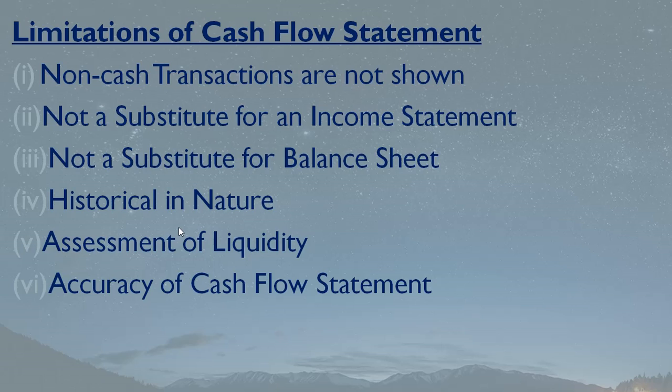Number one, non-cash transactions are not shown. The transactions which are non-cash are not shown in the cash flow statement. For example, it does not show non-cash transactions like purchase of a building by issue of shares or debentures, like the purchase consideration we have already seen in previous chapters. When you issue shares or debentures against the purchase of any fixed asset, that transaction is not shown in the cash flow statement.